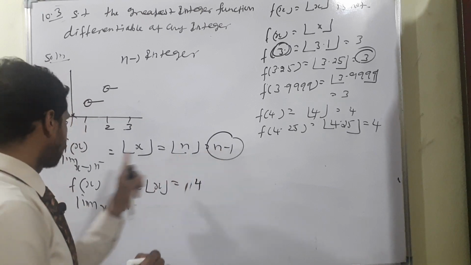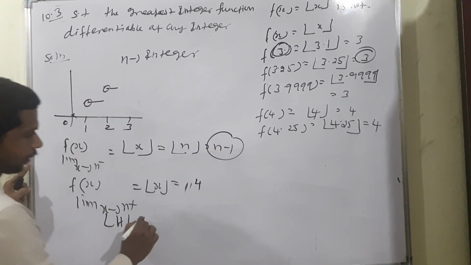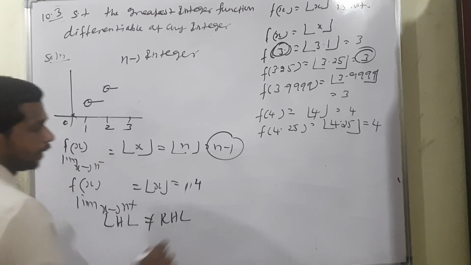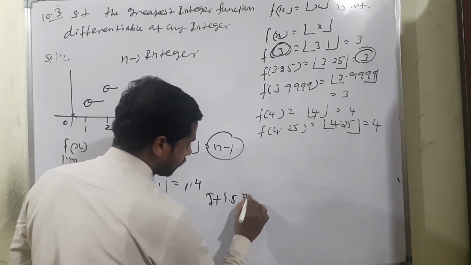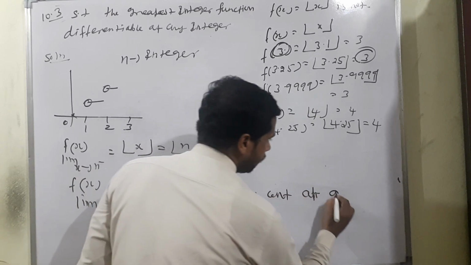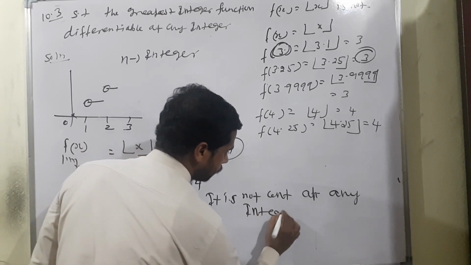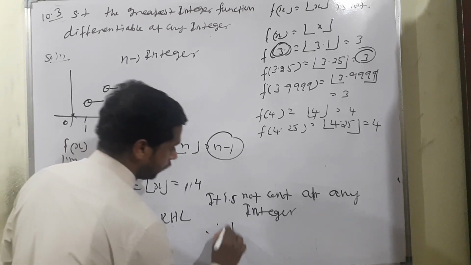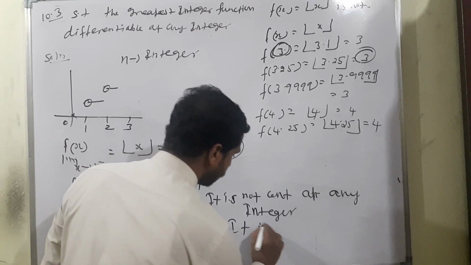That's why we can say, the minus means, as I already told you, the left hand limit, is not equal to the right hand limit. If they are not equal, we can say the function is not continuous at any integer. Therefore it is not differentiable. It is not continuous at any integer, which means it is not differentiable.